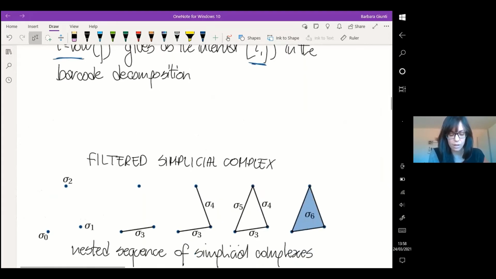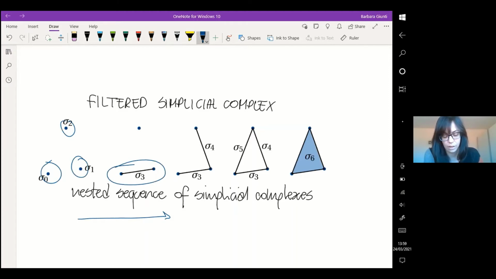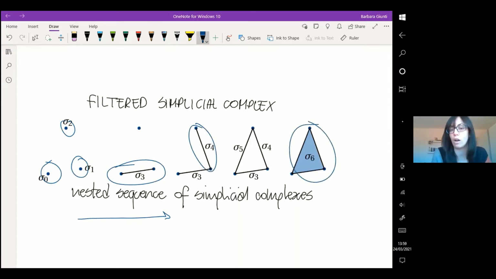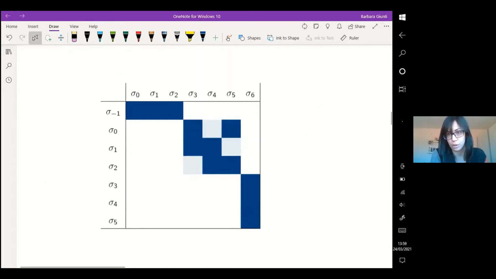So let's look at an example. Let's take a filtered simplicial complex, and if you do not know what that is, do not worry. It's just a nested sequence of simplicial complexes, which means that with the passing of one parameter, we have, at the beginning, for example, just the vertices, and then we add also edges and the face of this triangle. And this can go on in higher dimensions also. Given a filtered simplicial complex, we can get its boundary matrix.